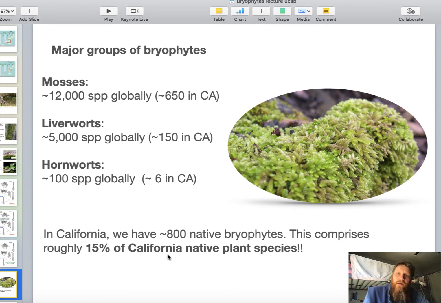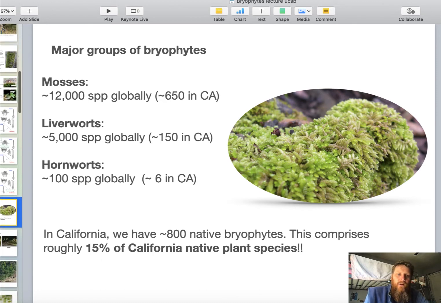And if you compare that to the vascular plants, this actually comprises about 15% of California native plant species. So it's not a trivial number. It's actually a pretty substantial number in terms of the overall plant richness in California.